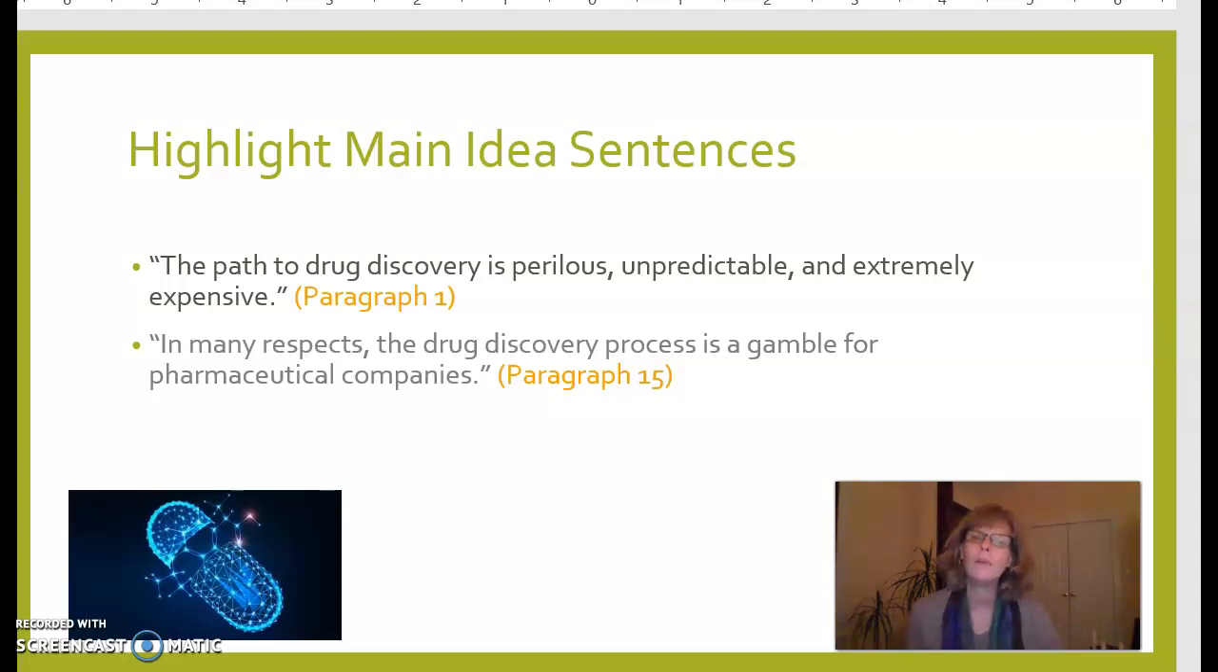And then when I went all the way to the conclusion, I saw this in paragraph 15. In many respects, drug discovery process is a gamble for pharmaceutical companies. And so I see there this idea of the risk involved. If I say this is the main position of the writer, the rest of the article is really used to support this position, to show us the ways that drug discovery is difficult, challenging, risky, expensive.